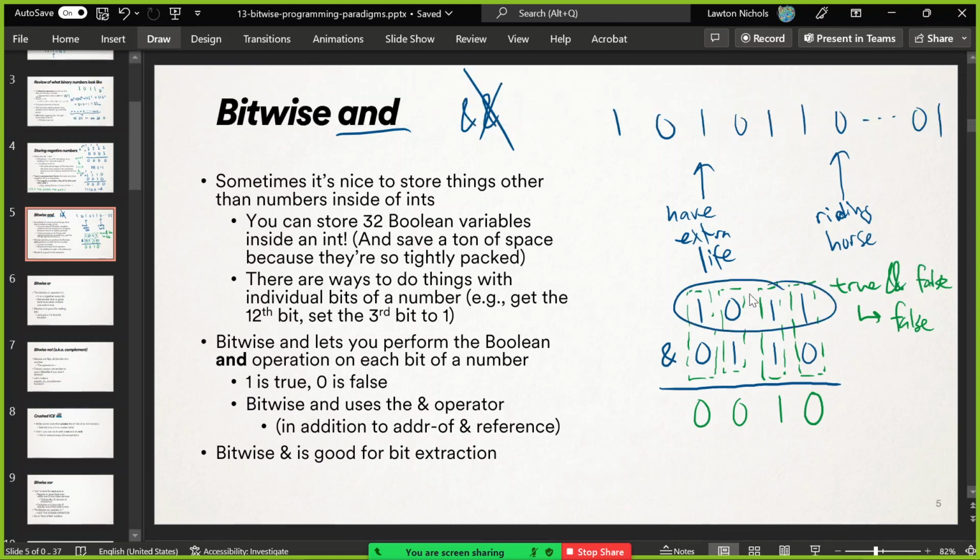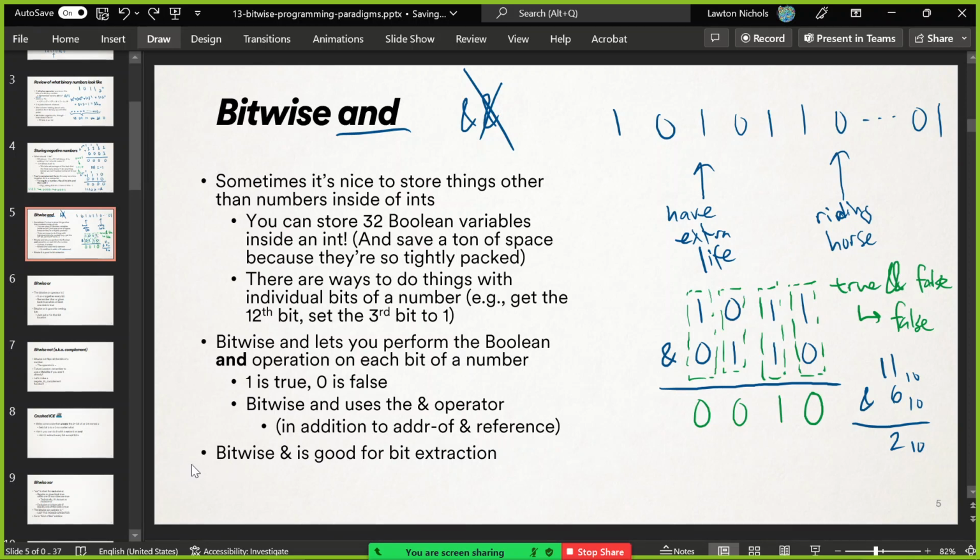So this was 11 bitwise ANDed with 6. That was 11 decimal ANDed with 6 decimal, and that gave us back 2. It's a weird operation. It gave us back the number 2, but it did weird stuff with the bits. It makes no real sense to think of it in terms of actual numbers, but that is the idea. 1 is true, 0 is false. Bitwise AND uses that ampersand operation, in addition to references and address-of. It's just kind of from context; you'll discover which one's which.